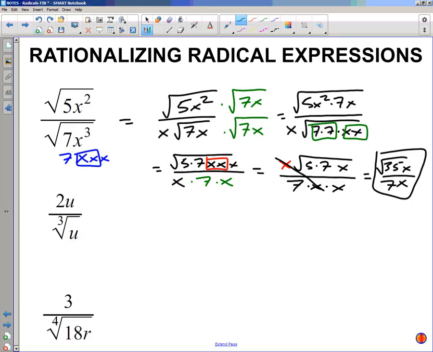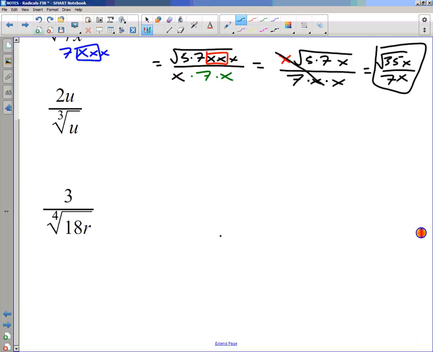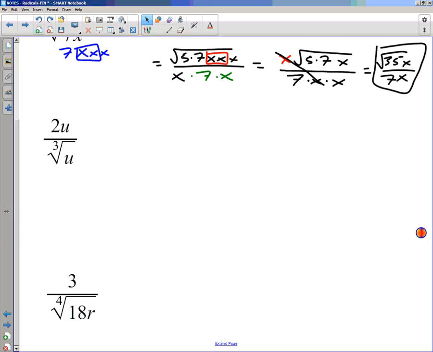All right, let's look at the next problem. Give myself a little bit more room here. All right, so we've got a 2u over the cube root of u. Now, it'd be nice if I could cancel this u top and bottom, but we can't because one's in a radical and the other one's not.